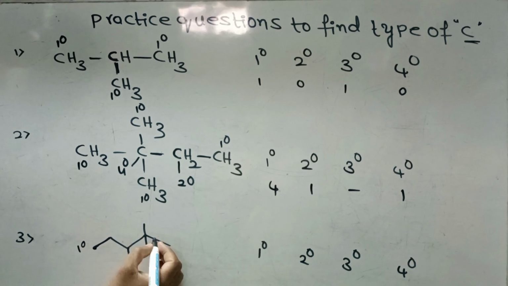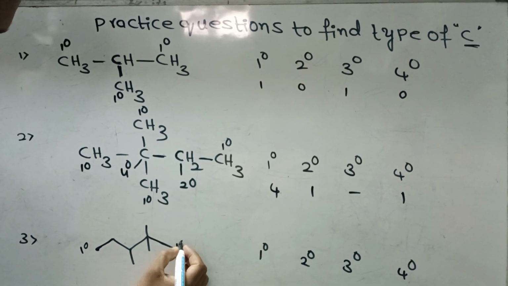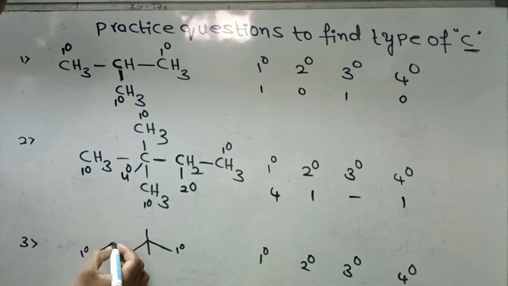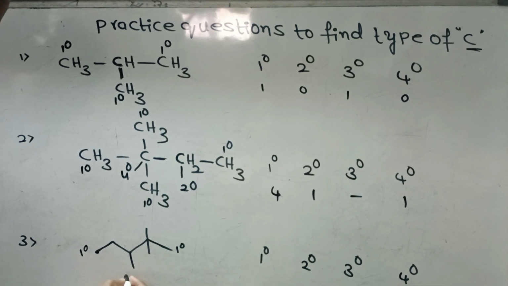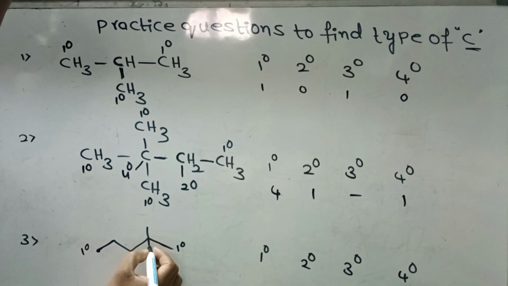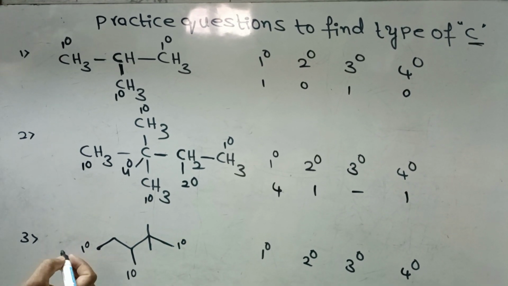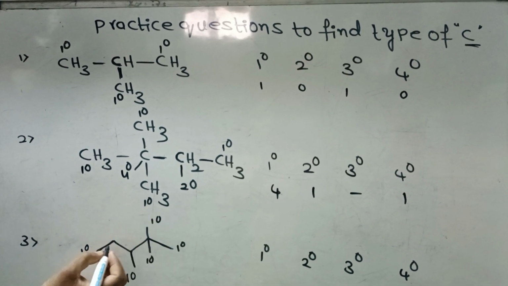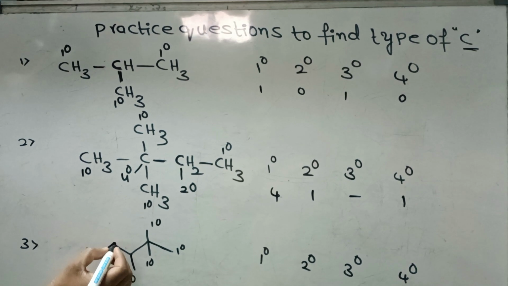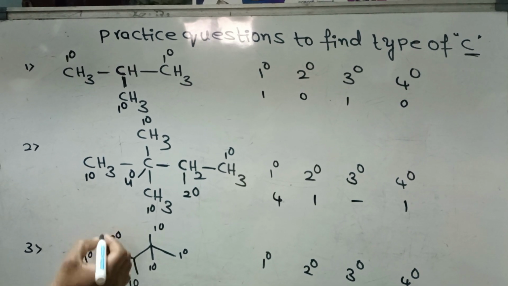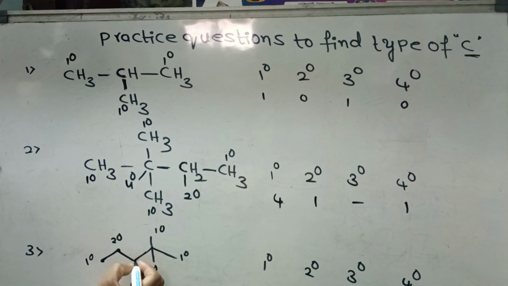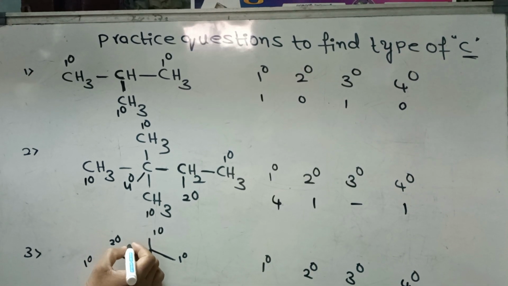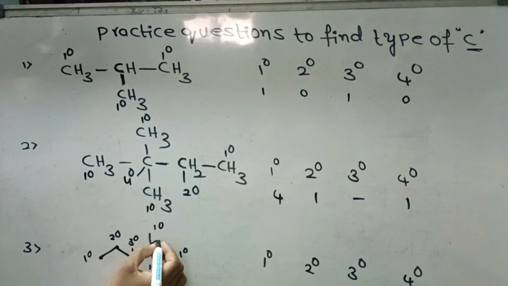And in this case, this carbon is directly attached to one carbon, so it is a primary carbon. This is also directly attached to one carbon, primary, and this is directly attached to one carbon, primary, and this is directly attached to one carbon, primary. This carbon is attached to two carbons, so it is secondary, and this is attached to three carbons, tertiary, and this is quaternary.